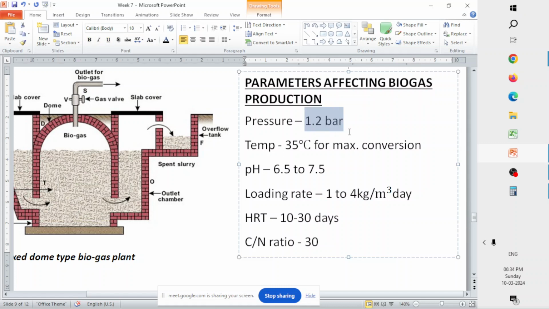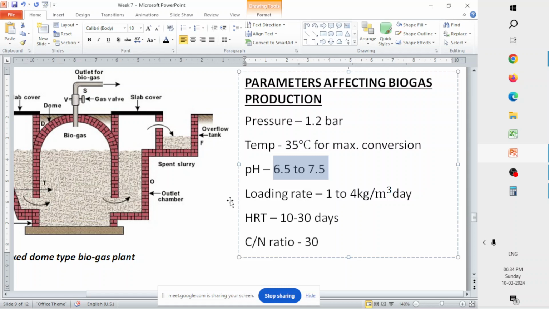The temperature for maximum conversion of your biomass to biogas should be around 35 degrees Celsius. pH should be 6.5 to 7.5. The loading rate, that is, the rate at which you load your biomass to your digester tank, should be 1 to 4 kilograms per meter cube per day. And the hydraulic residence time, that is, the time your biomass should stay in the digester, varies from 10 to 30 days.